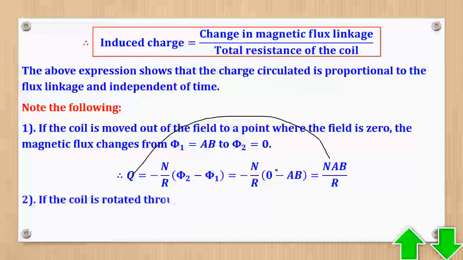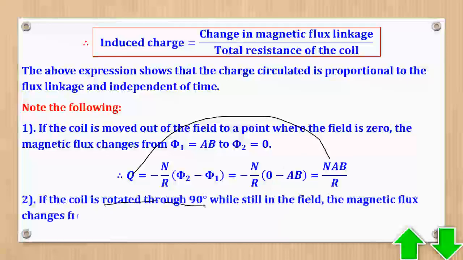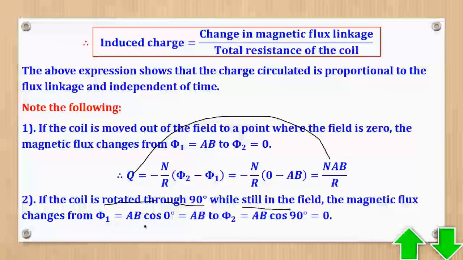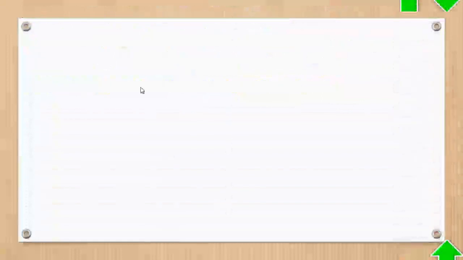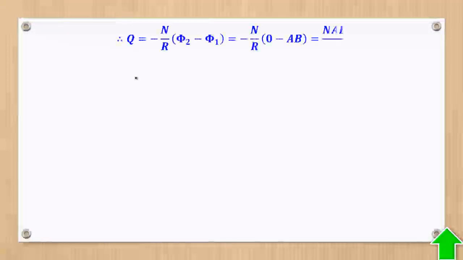When they tell you that the coil is rotated through 90 degrees while still in the field, it means that now we bring in the angle. Remember, flux is AB cos theta. So initially it was 0 degrees, but now it is 90 degrees. When it is 0 degrees, it is AB, because cos 0 is 1. When the angle is 90 degrees, it is now 0, because cos 90 is 0. So therefore, the charge now becomes this.